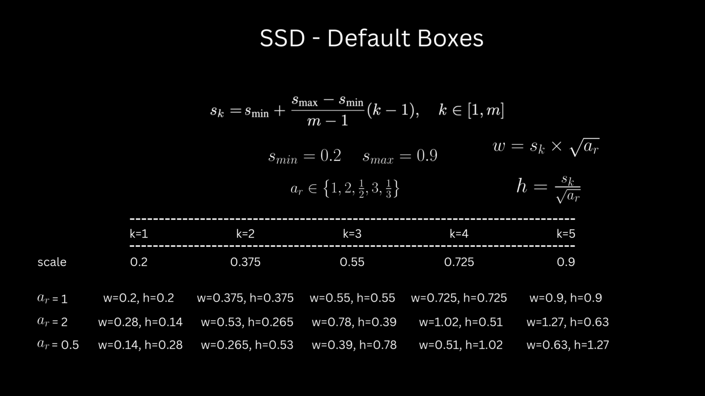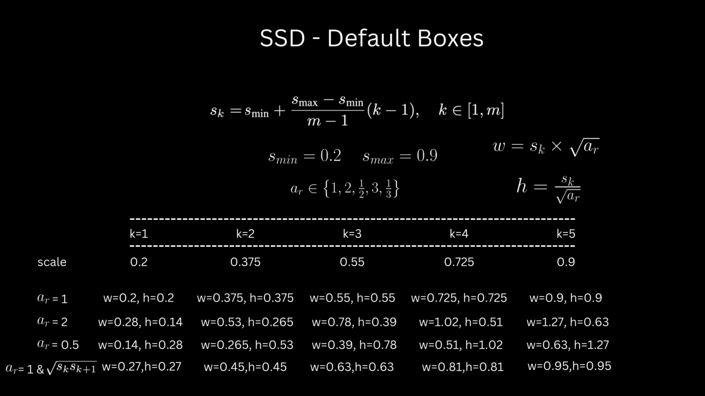For aspect ratio 1, the authors additionally add a default box of scale square root of SK times SK+1, where SK+1 is the scale of the next feature map. So this will roughly give us these additional boxes for each of the scales. For the scale of 0.9, we'll be using SK+1 as 1.